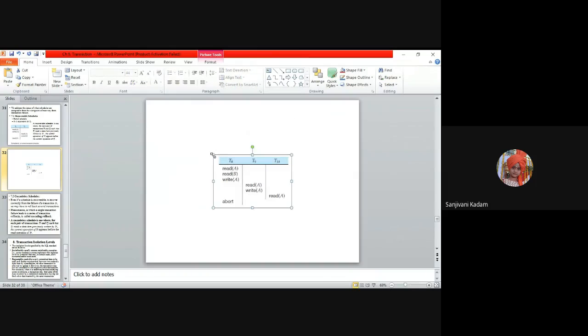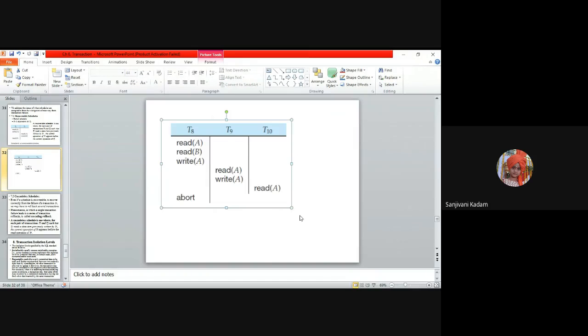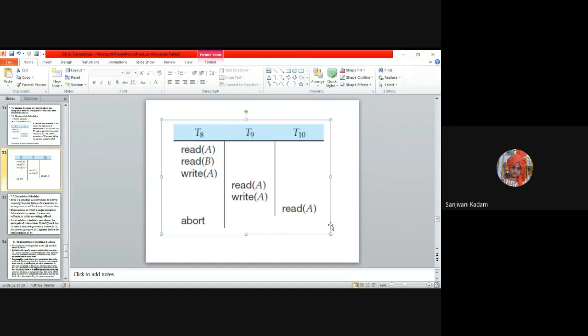So you can see in this schedule that T8, T9 and T10 are there. Here T8 has written the value of A. That value is read by T9, which has written the value again. And that written value is read by T8. Afterwards T8 is aborted. It means it failed. In that case, this transaction needs to be rolled back.